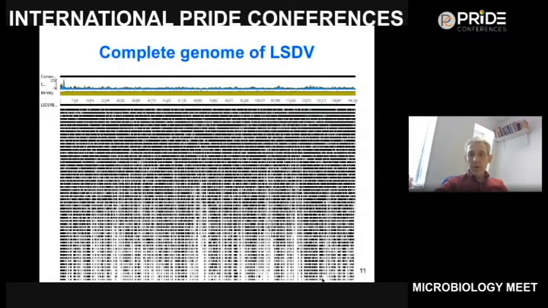I will not go deeply into the methodology because probably the majority of you know it. We obtained the complete genome of lumpy skin disease virus, and you can see here from position 1 to position 150,000 very nice coverage of all parts of the viral genome. This sequencing was done from DNA extracted from the isolate which we obtained.